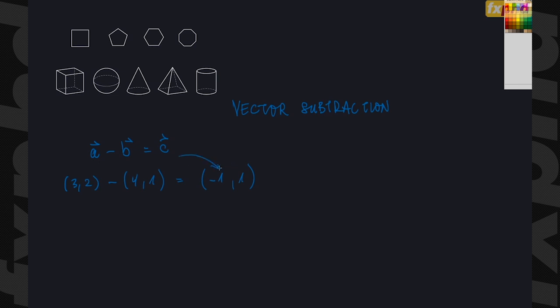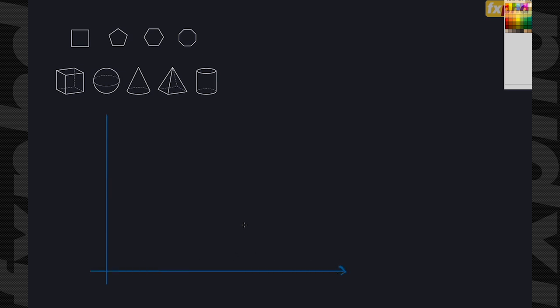Okay, but again, what about the geometric meaning of all of this? If I have two vectors, three and one, let's say, this is A, and four and three, this is B. Look at this and try to grasp intuitively what the subtraction could mean.